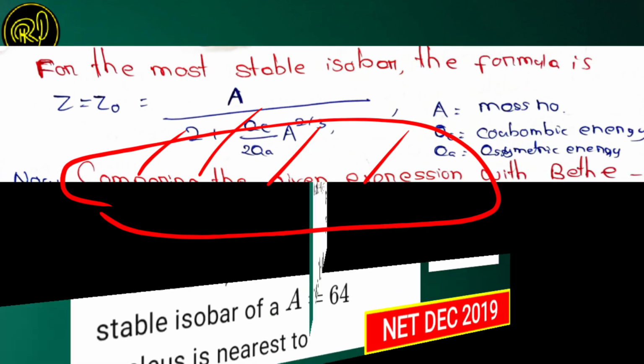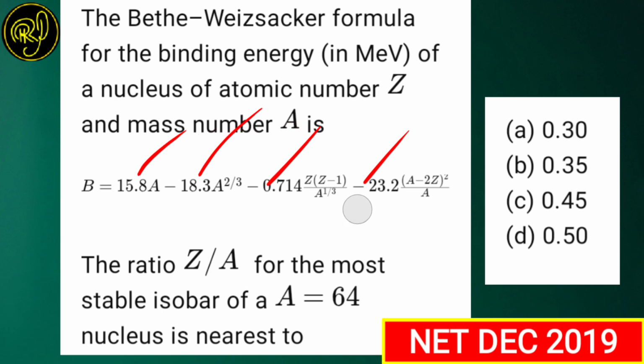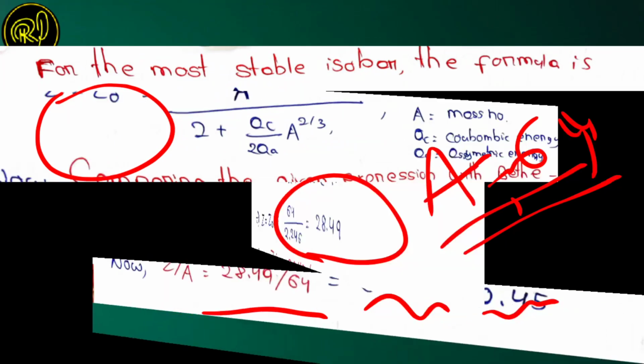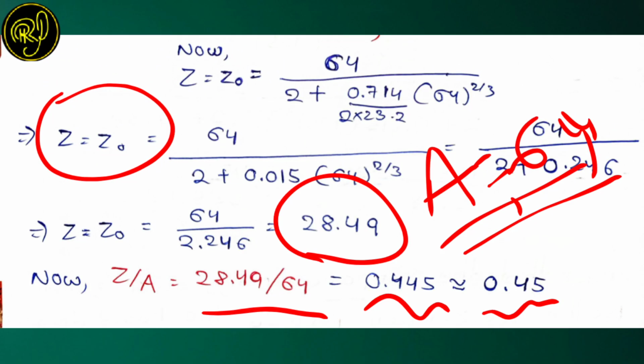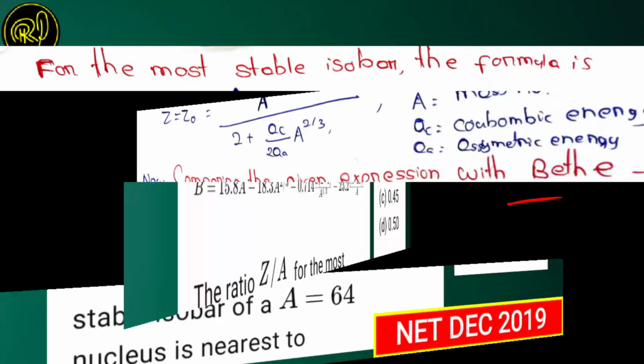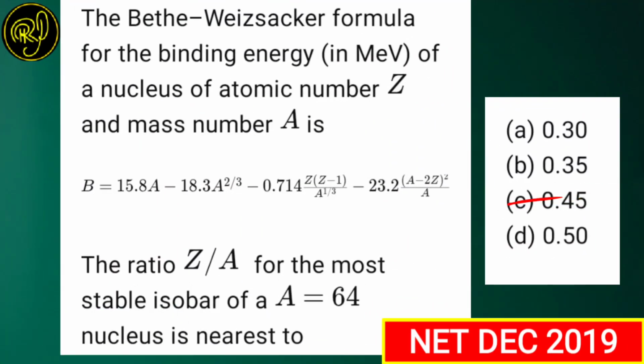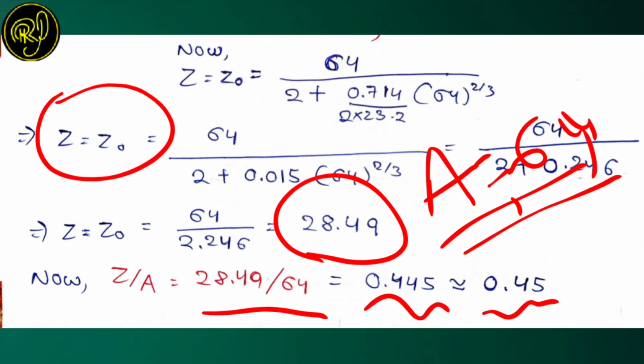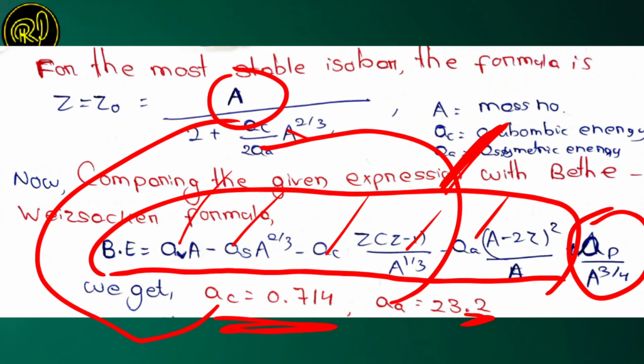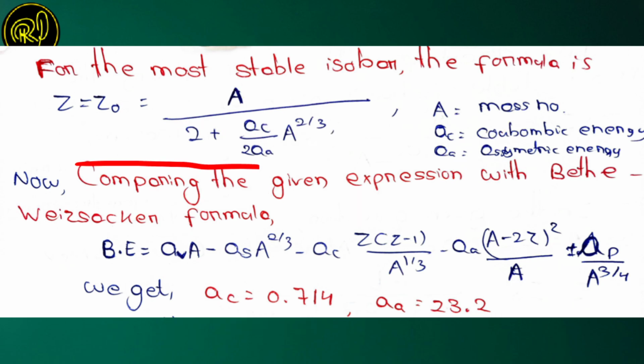So if we check the options, let's see, is there any option like that? Okay, so 0.30, 0.35, okay, here C. So C is the correct option, because we have found that this Z by A ratio comes to be 0.445, nearly equal to 0.45. So here C is our correct option. Now you can easily remember this formula for the most stable isobar and simply put the values directly here, then it will save you a lot of time.